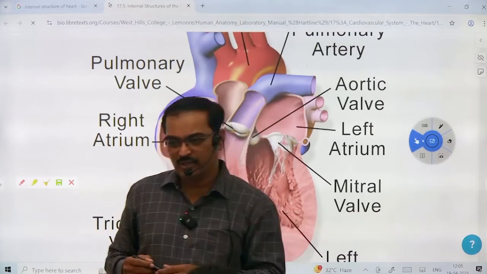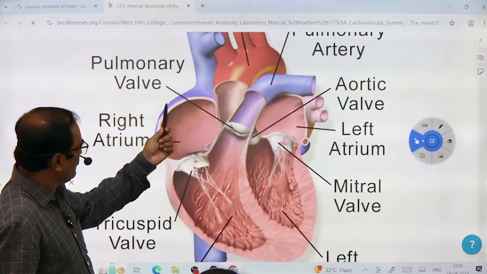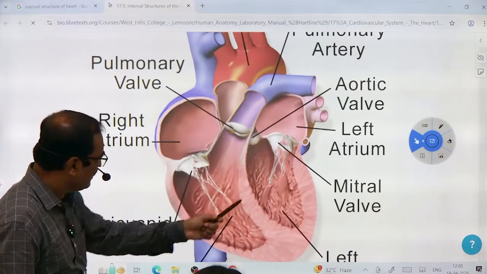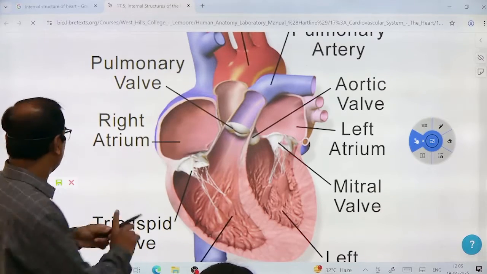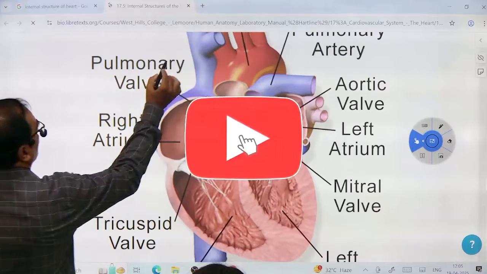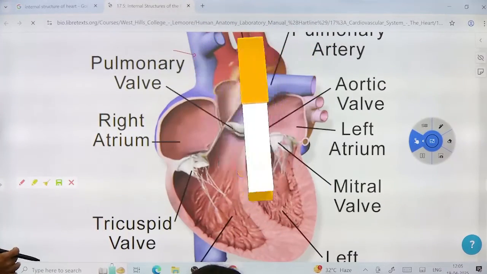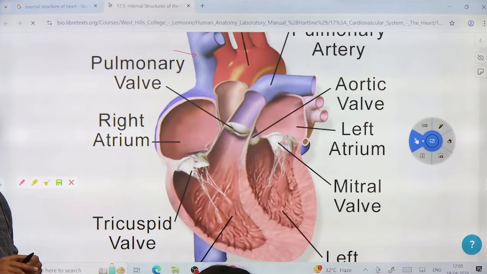So human heart is how many chambered? 4 chambered. So, which are these? What are these? Right atrium, left atrium, left ventricle. Okay. What is the name of this structure? What is the function? It blood from upper part.